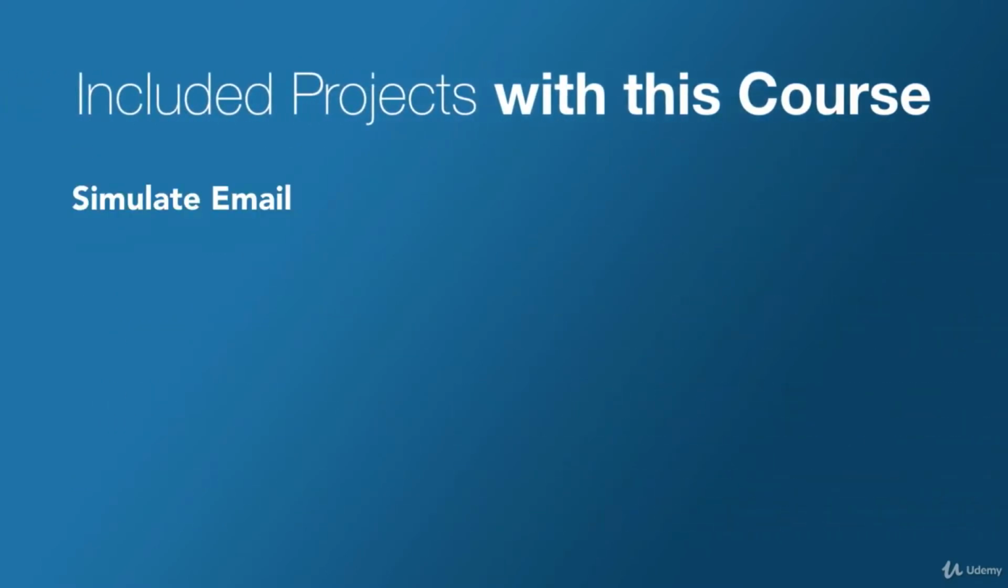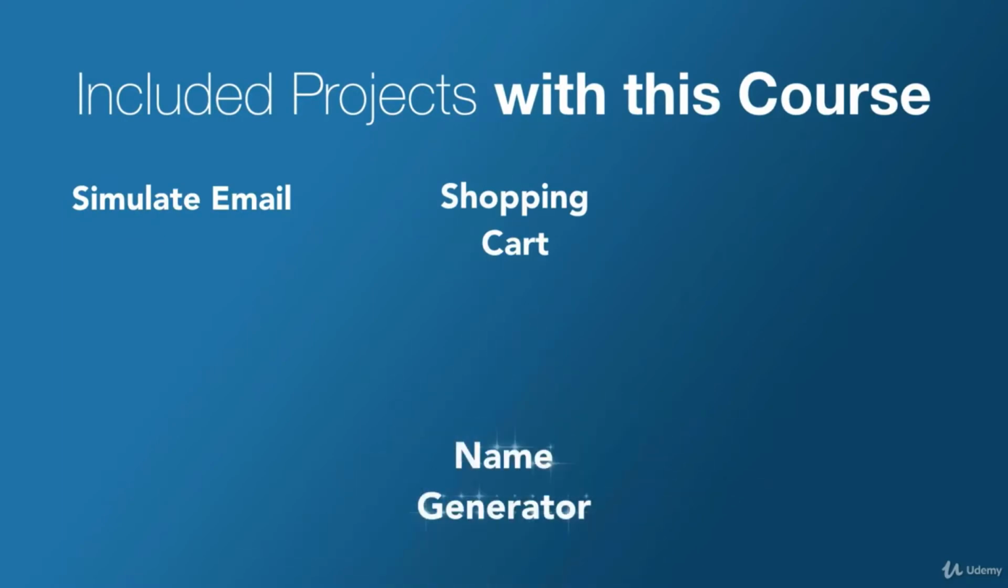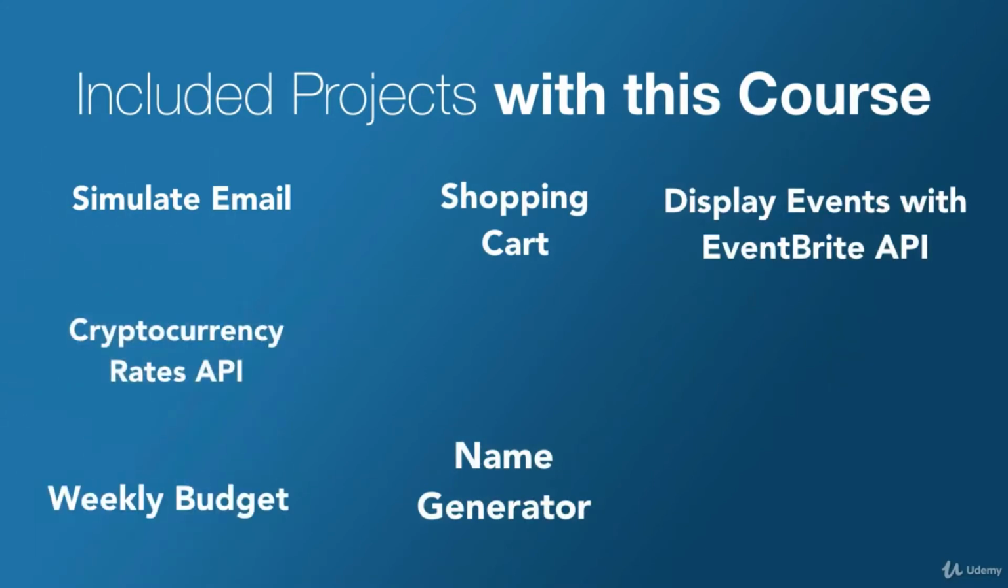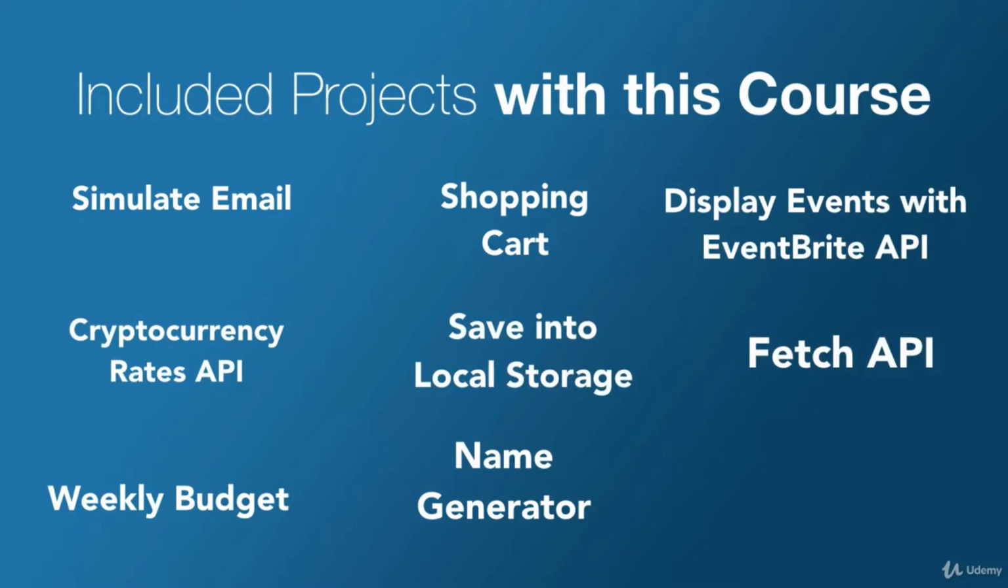So let's review some of the projects included with this course. We're gonna create a simple simulate email, a shopping cart, a name generator API, display events from the Eventbrite API, a weekly budget app, a cryptocurrency rates API, fetch API, save into local storage, car insurance quotation, and we're gonna develop a lot of different examples. We're gonna master the fundamentals, and then we're gonna start building projects. We're gonna continue learning more intermediate and advanced topics, and we're gonna continue building more projects.